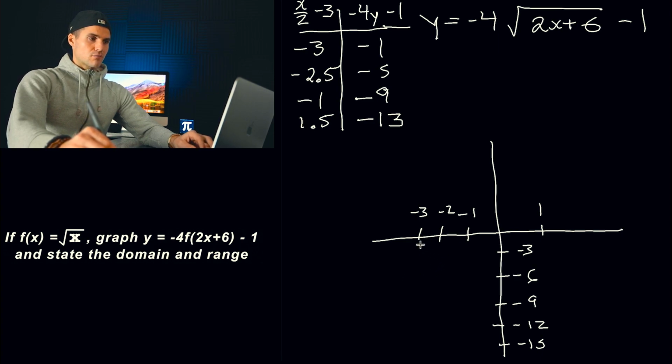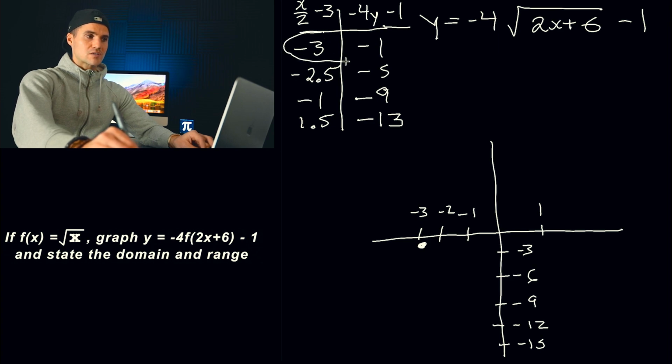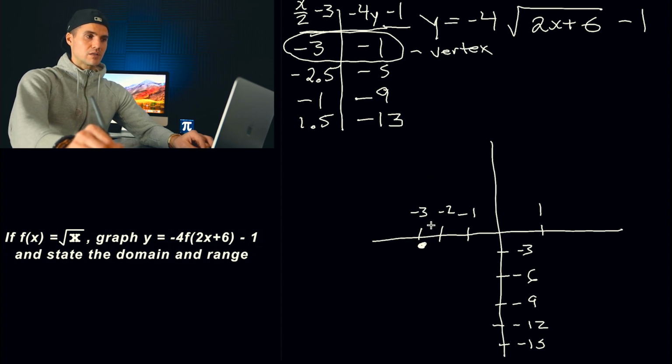So we got -3, -1, that's going to be right here. And notice that that's also going to be the vertex. That's where the function is going to start from, because the original vertex point on the parent function was 0, 0, and that got transformed to -3, -1. That's an important thing to know, that that's going to be the vertex right there, because that's actually going to affect the domain and range.